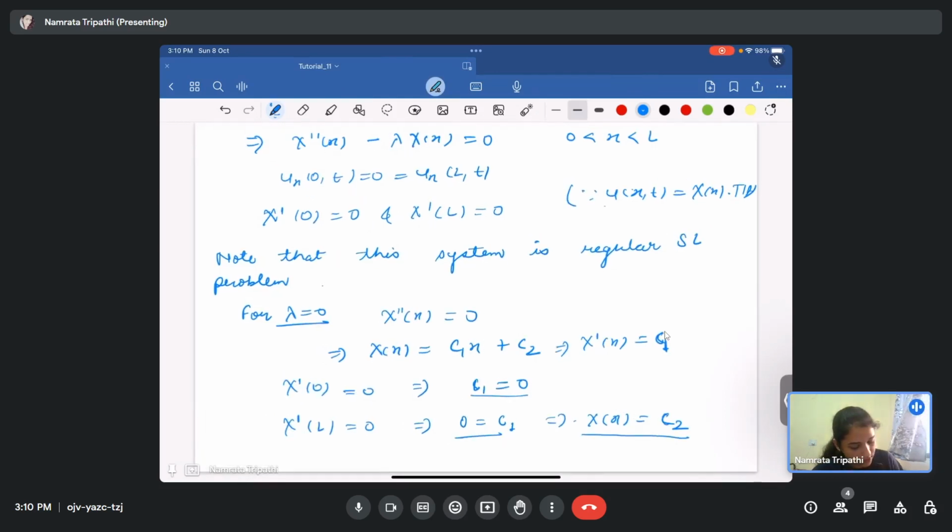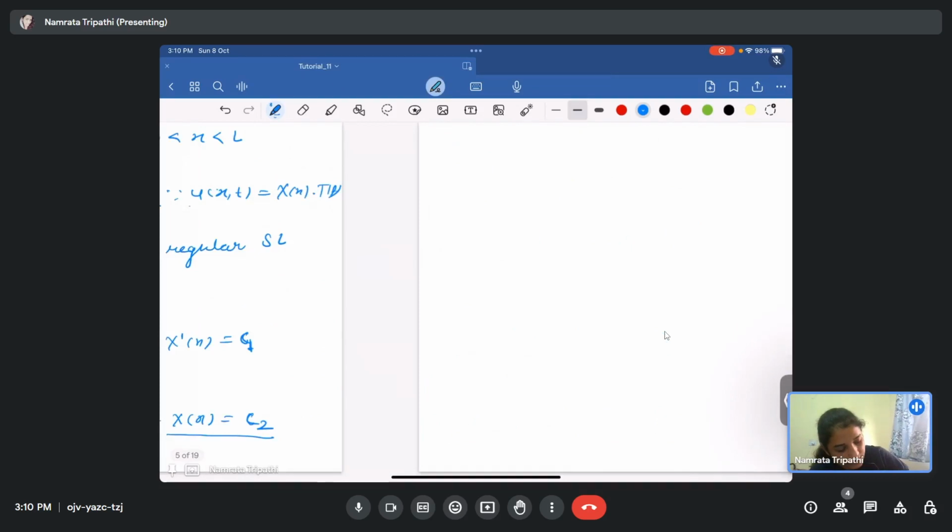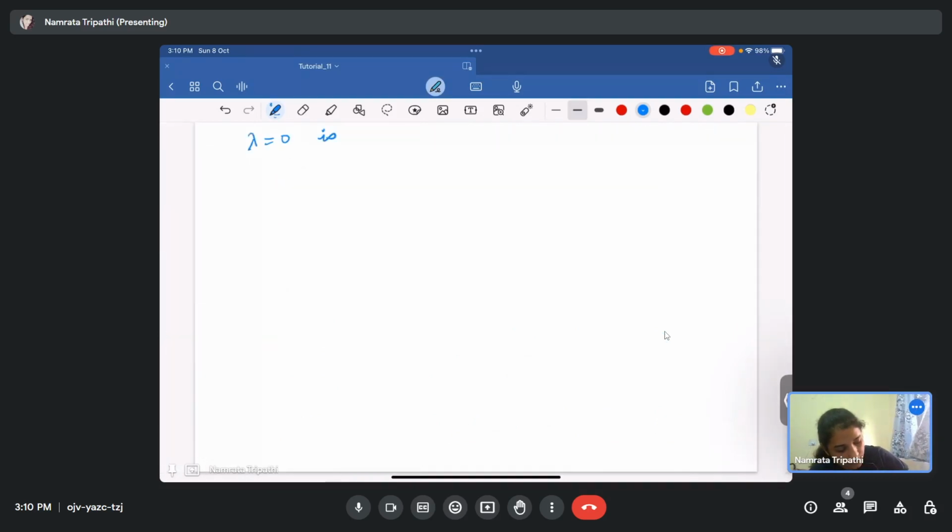So we can write lambda is equal to 0 is an eigenvalue with eigenvector, let's say 1, a constant. Okay.